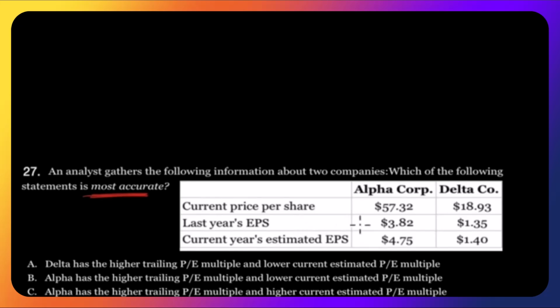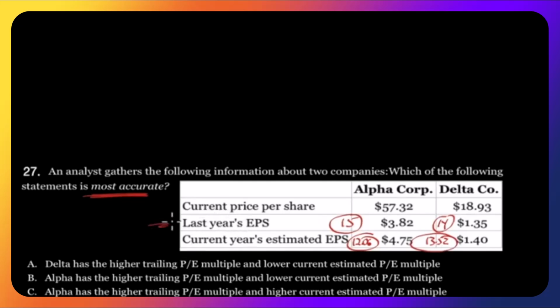So let's calculate the PE multiple here. This is our price. Here's our earnings. Our PE is just price divided by earnings. So 57.32 divided by 3.82, that is 15. 1893 divided by 1.35 will give us 14. 57.32 divided by 4.75 gives us 12.06, and 1893 divided by 140 gives us 13.52. All right, Delta has the higher trailing PE.